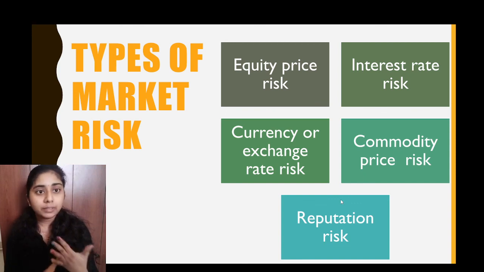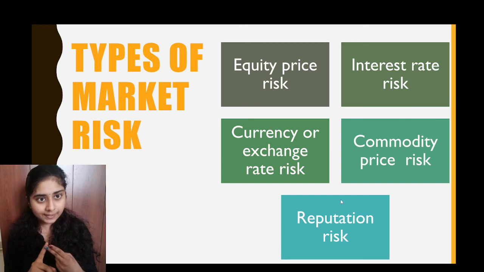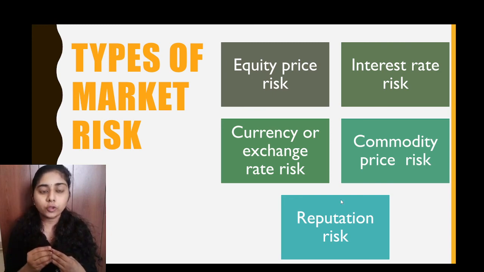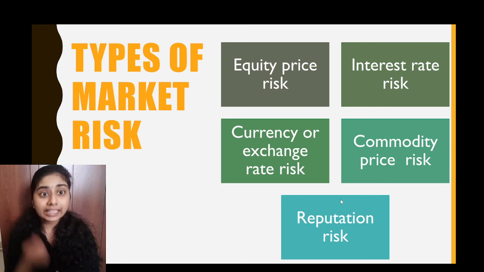So we have five types of market risk. First one is equity price risk, which are risks due to change in the price of equity and shares. Second one is interest rate risk. These are risks that arise due to change in interest rate in the market. Third one is currency or exchange rate risk. These are risks that arise due to fluctuations of currency rate. Fourth one is commodity price risk. It is when an increase or decrease in the price of a commodity occurs, and that creates a risk. And the last one is reputation risk. Reputation risk occurs when there is negative publicity triggered in the market about a particular business organization. So that type of risk is known as reputation risk.